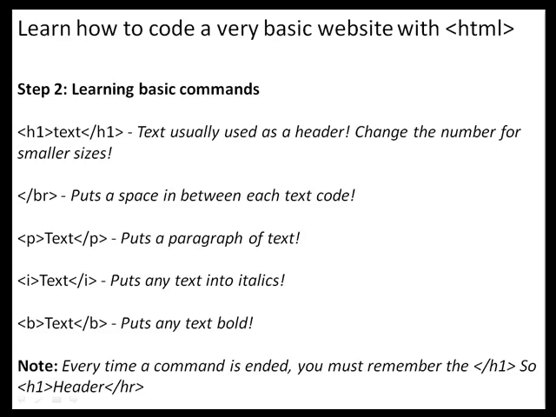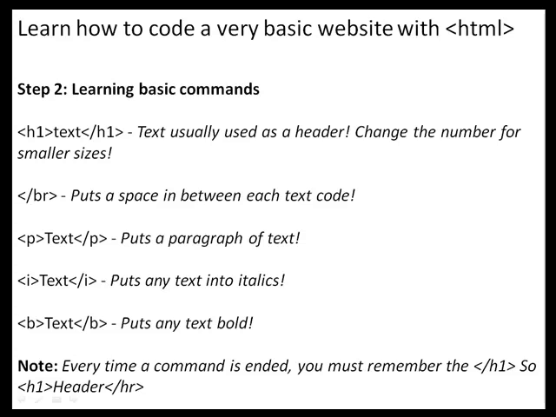BR puts a line space between each text code. So if you have two paragraphs and you put a BR in between the two, it's going to put a line space. Whereas if you don't, it's not. Then you've got P for paragraph. It puts a paragraph of text, so you can type long passages of text and then close it, and it'll show up in your HTML document.